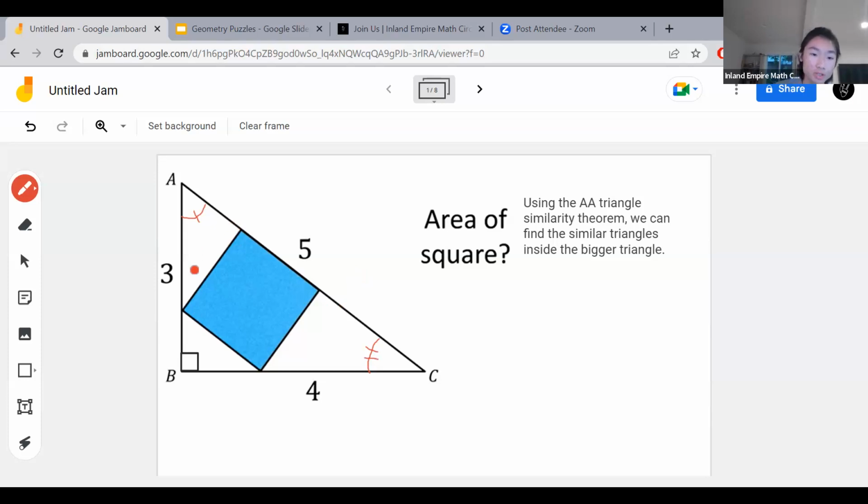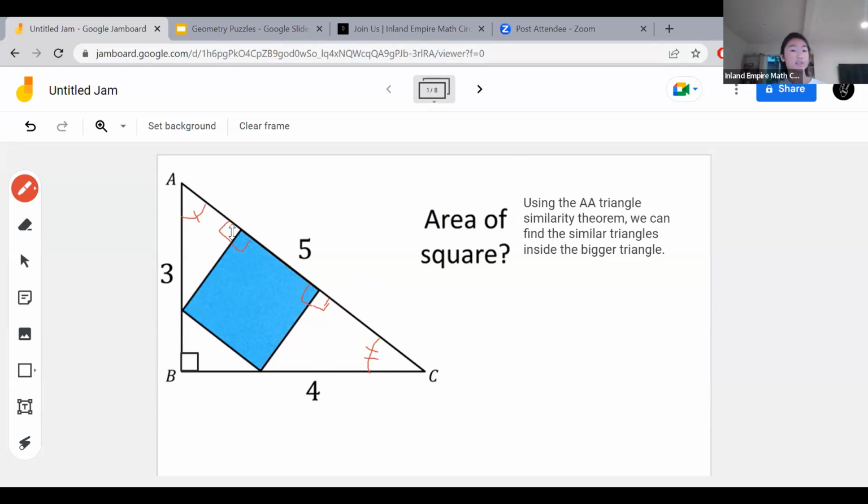And also because we have this square inscribed in here, that allows us to find some right angles, right? With this square inscribed in here, we can find that there's a right angle right here. There's a right angle right here. And that's because this square has a right angle on the inside.